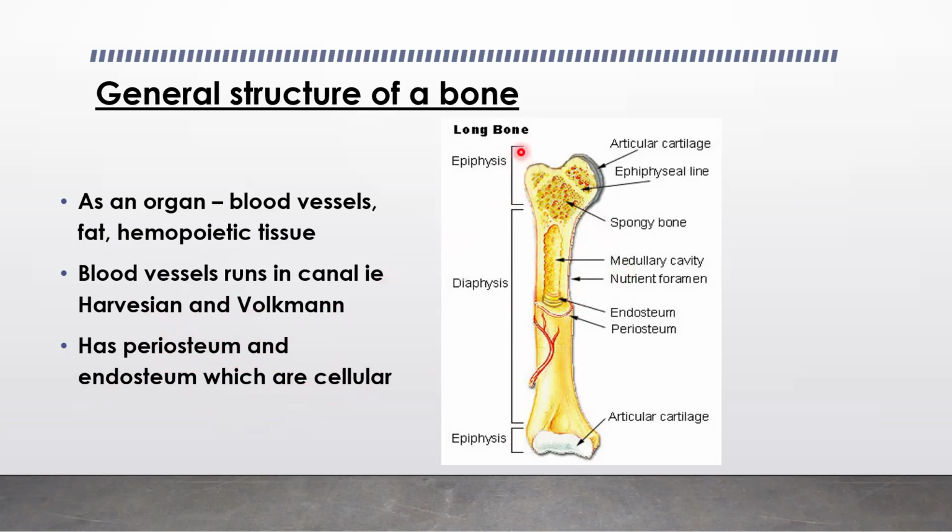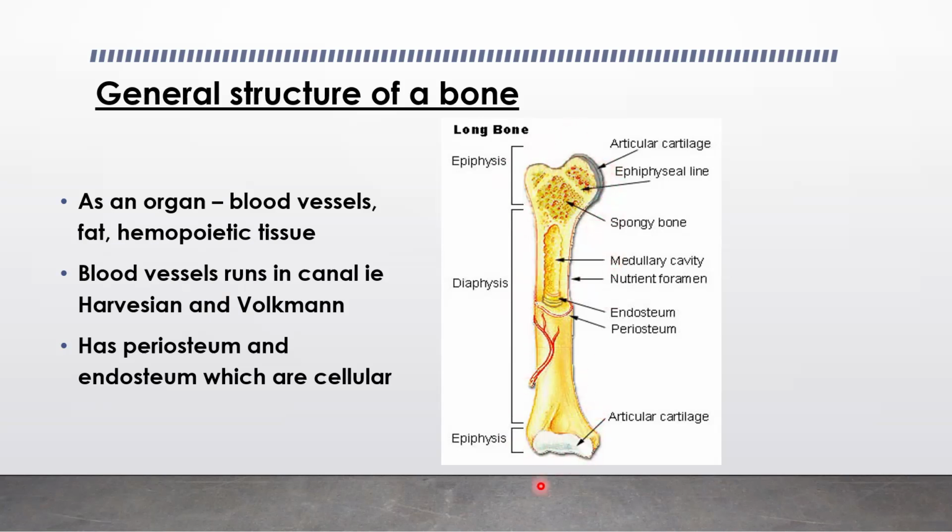At least you can appreciate the general structure of a bone. You have epiphysis on both ends, then you have diaphysis, the shaft. Then you'll have the medullary cavity, which contains the bone marrow. Then you have the spongy bone, the cancellous bone. You have a fissure line here representing the epiphyseal growth plates, and we have the articular cartilage on the joint surfaces.